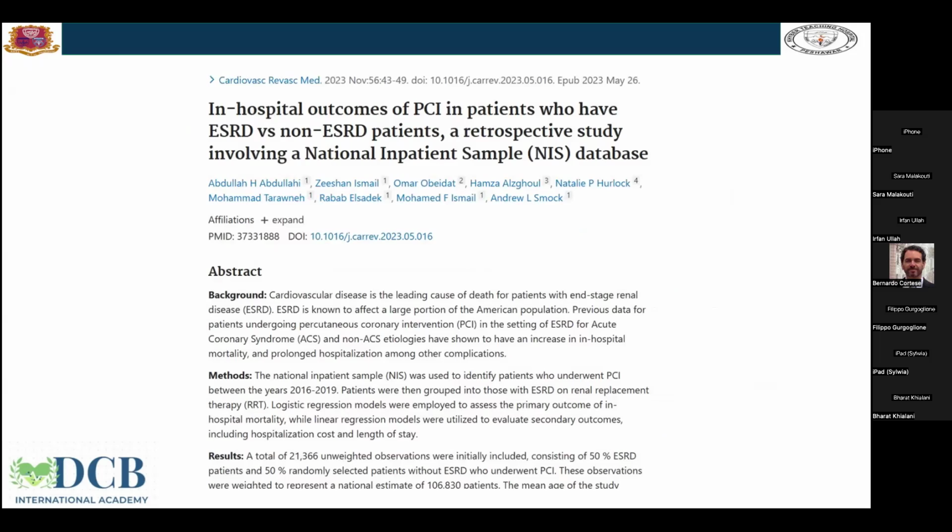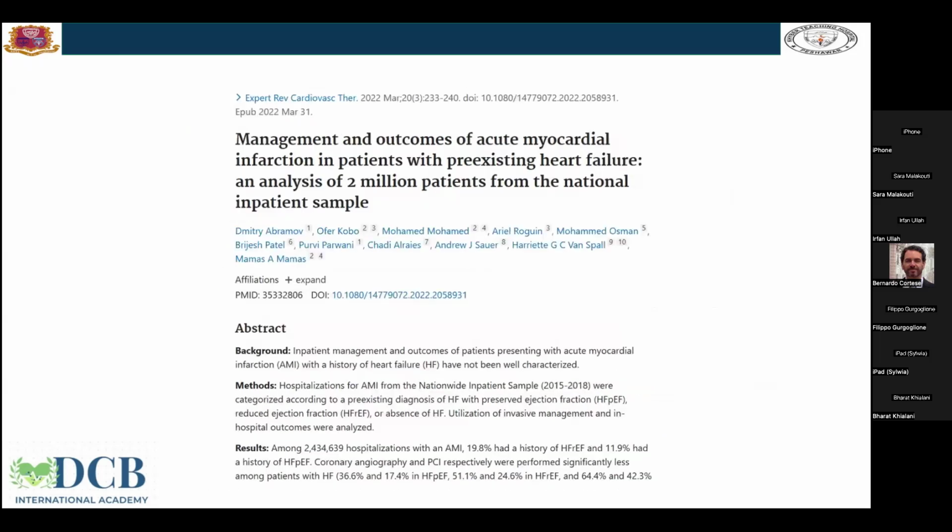It can show how the outcome of any procedure was, how the management was, and also can explore various disparities. Management and outcome of acute MI in patients with pre-existing heart failure. So 2 million patients' data. And when you look at the method, it shows that it is taken from 2015 to 2018 data. So 3-year data.